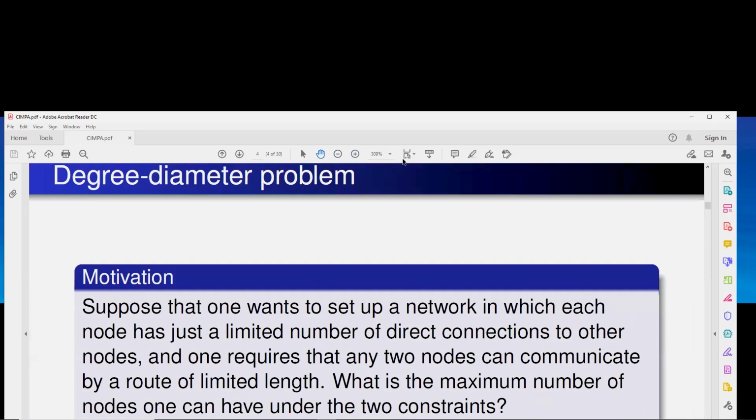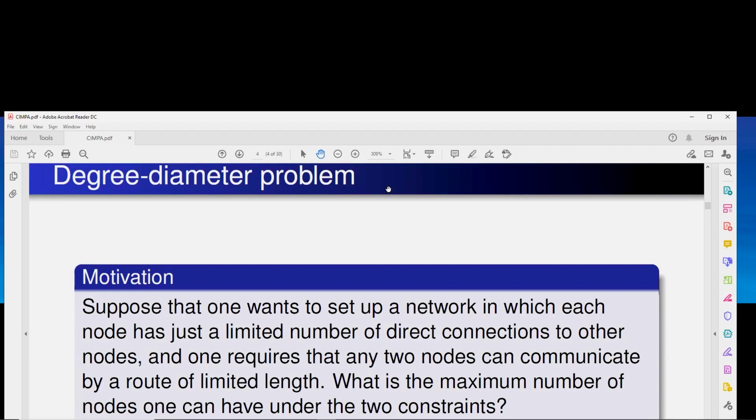Great. So the degree diameter problem. And you have here some motivation. Suppose we want to set up a network in which each node has a limited number of connections to other nodes. Okay? So that's one parameter, one condition. Each node has a limited number of connections to the other nodes. And the second parameter, that any 2 nodes will communicate by a route of limited length.